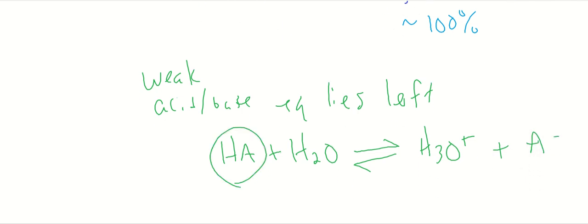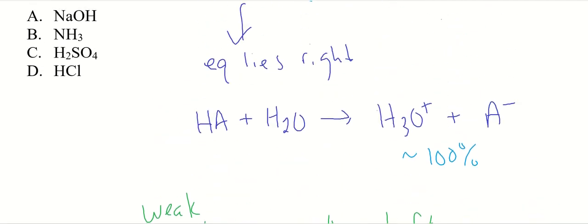So this doesn't ionize much at all. Typically less than 5%, very commonly less than 1% ionizes. So that's what characterizes a weak acid or base. All right, so let's answer these questions.